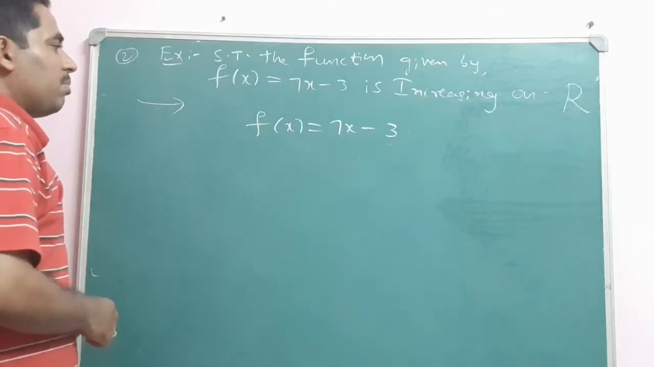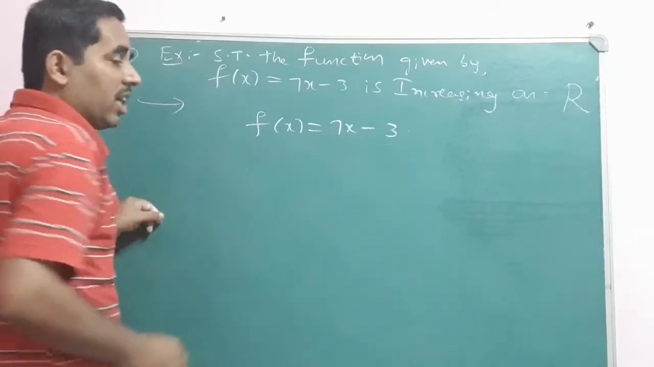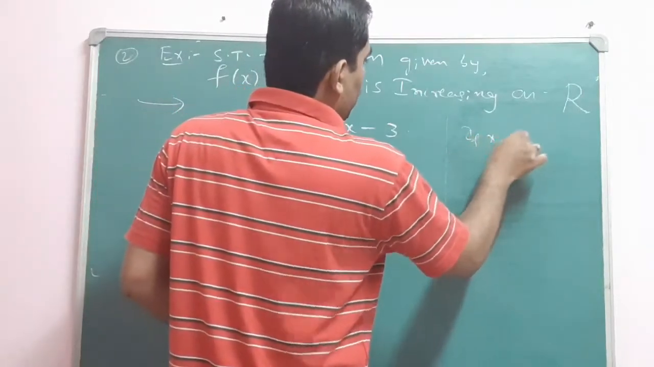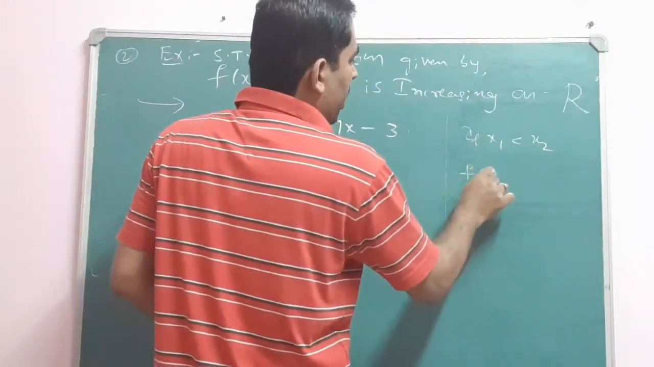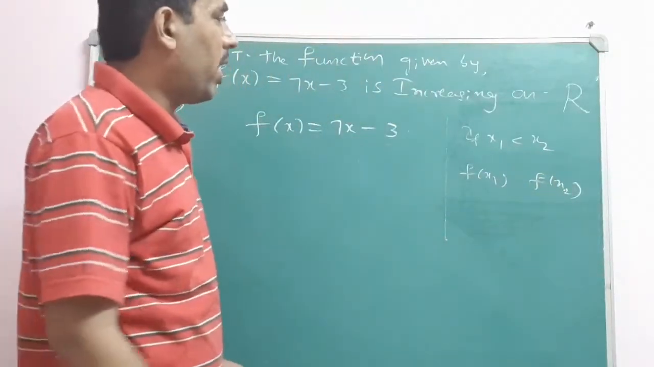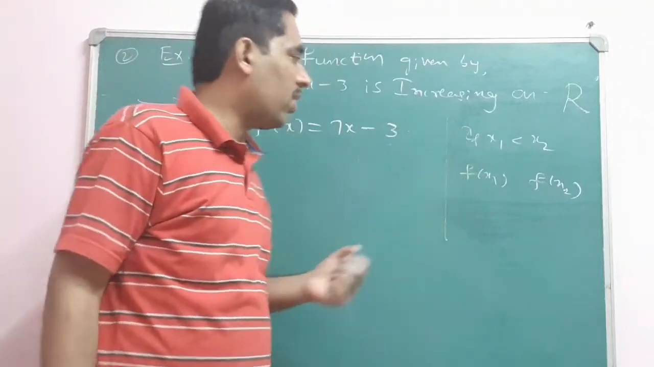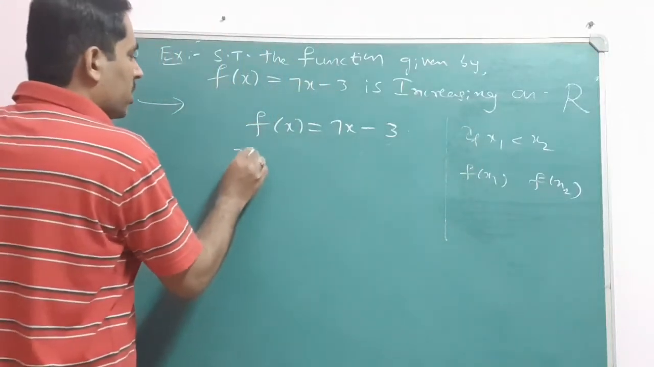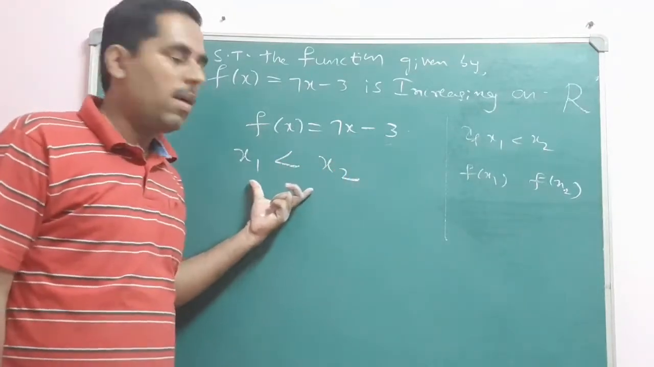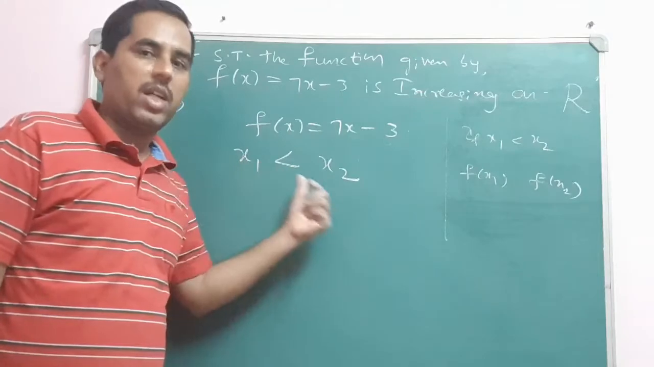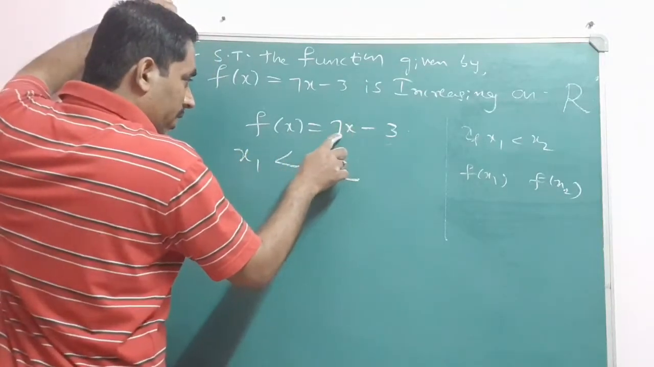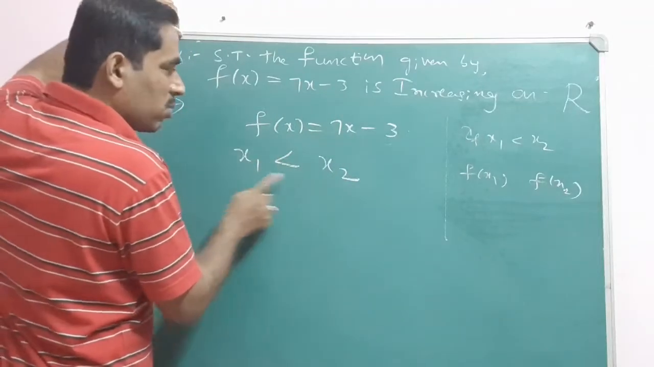See here, increasing means, what is the definition of an increasing function? In our previous class we told you, if x1 is less than x2, then we find f of x1 and f of x2, and the curve goes up. So that is called an increasing function. So here also, I start by considering some points x1, x2, with x1 less than x2. Here the coefficient of x is 7. So this is an inequality, x1 is less than x2.